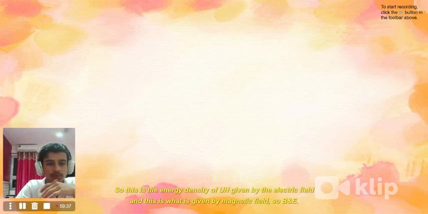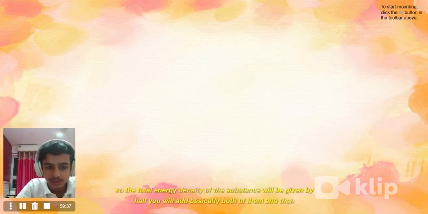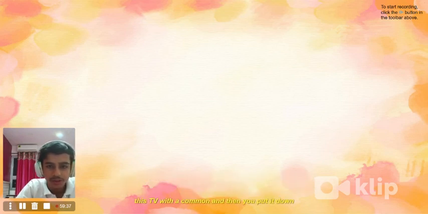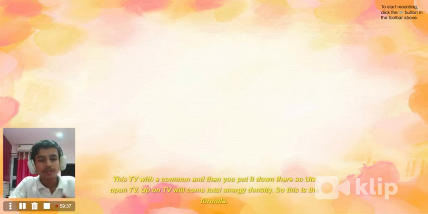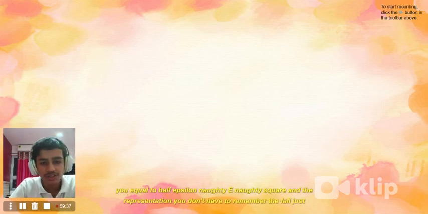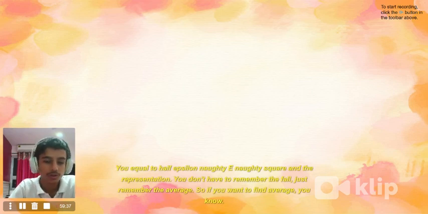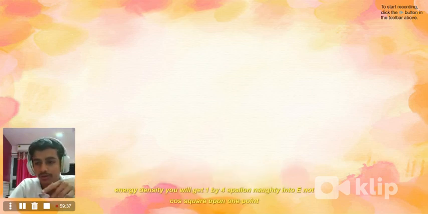So the total energy density of the substance will be given by half of the sum of both of them, and then you can take this dV common and put it down there. So U_T upon dV will become the total energy density. So this is the formula. U equal to half epsilon naught E naught square. You don't have to remember the formula, just remember the average. If you want to find the average energy density, you will get 1 by 4 epsilon naught E naught square, or 1 by 4 B naught square upon mu naught.